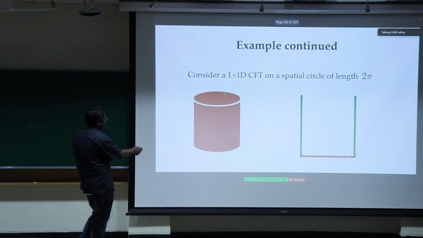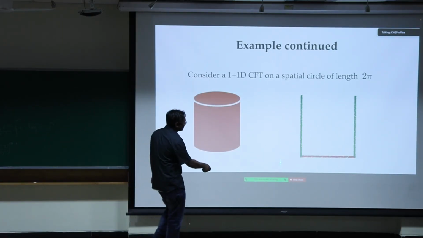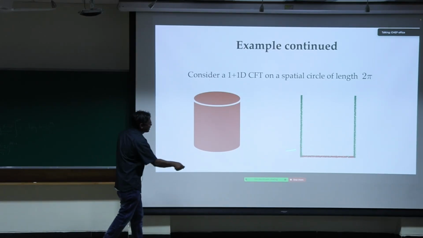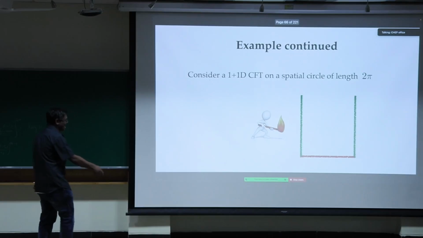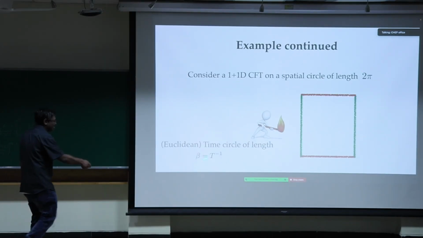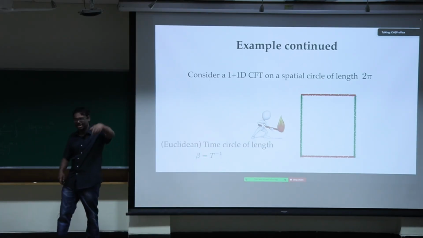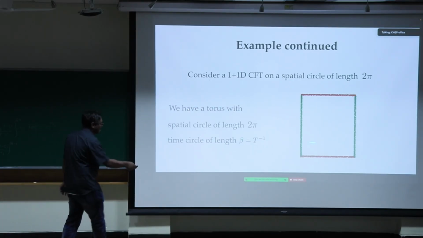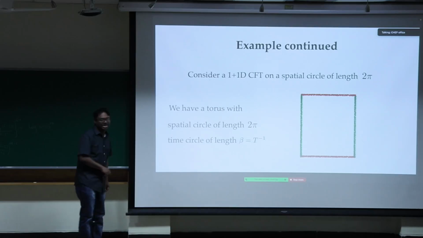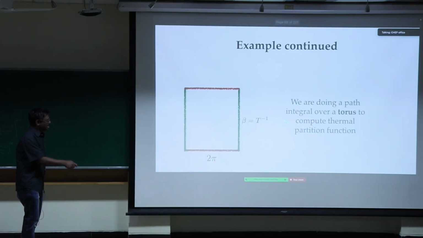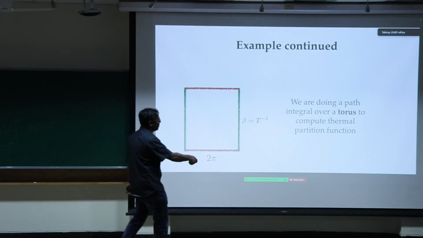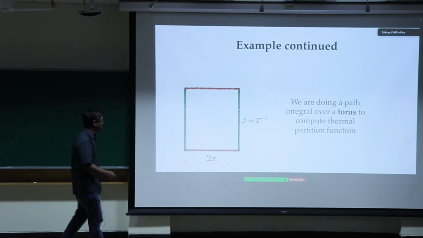So we take a 1+1D CFT. The spatial circle length is 2π. So these green lines are identified. So this is a circle. We heat it up, so the Euclidean time circle becomes β. The thermal circle length is β. So we have a torus: the spatial circle is 2π and the time circle is β. Basically what we are doing is computing the canonical partition function, doing a path integral over a torus to compute this thermal partition function.